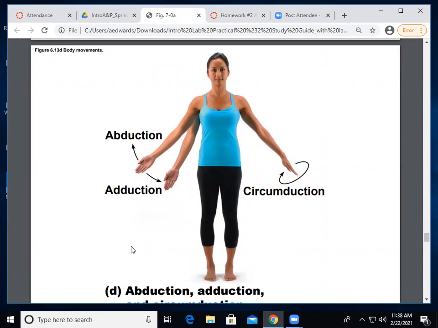Now, some joints allow for moving away from the midline. Move your arms up away from the midline. We call that abduction. Moving back toward the midline, adduction. If you've worked out, you may have seen machines that say leg abduction or hip abduction, hip adduction. Same with your legs. You stick your leg out, abduction, bring it back in, adduction.